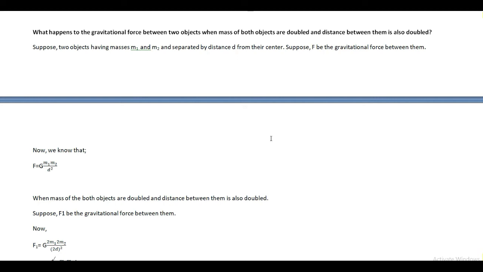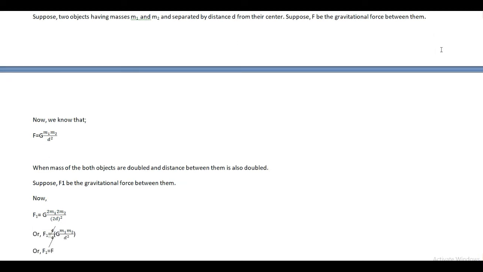First of all, suppose two objects having masses m1 and m2 and separated by distance d from their center, suppose F is the gravitational force between them. Now we know the formula of the gravitational force, that is F equals G m1 into m2 by d square. Then when mass of both objects are doubled and distance between them is also doubled, this is according to the condition of the question.